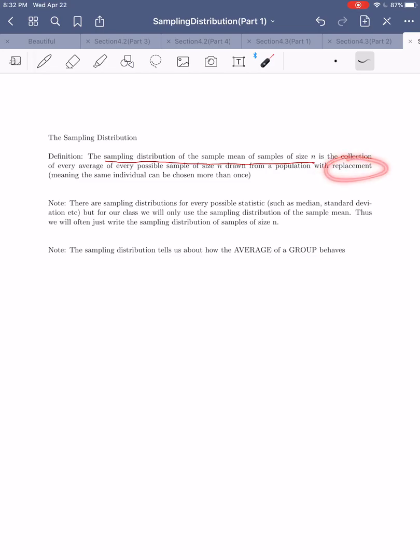With replacement means that the same individual can be chosen more than once. Once you pick somebody for your sample, you put them back in the population and you could pick them again.